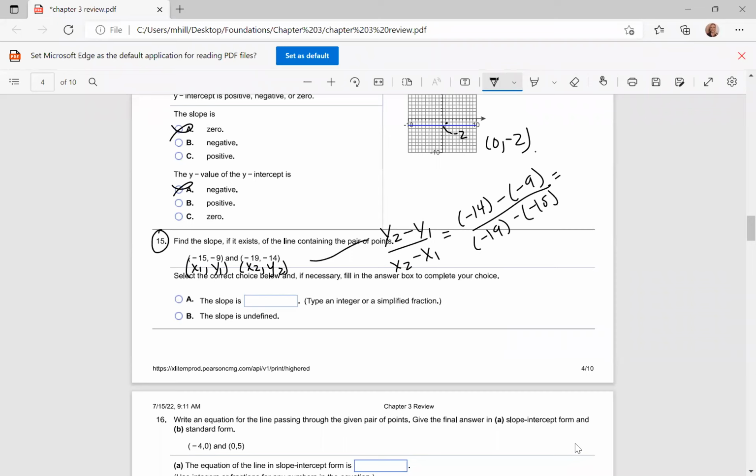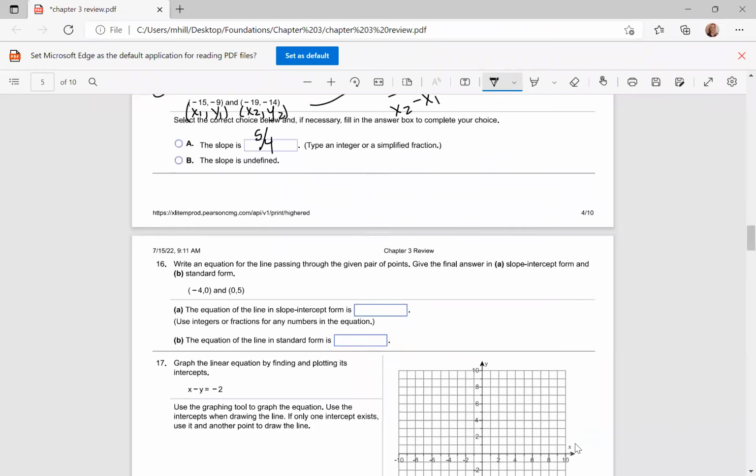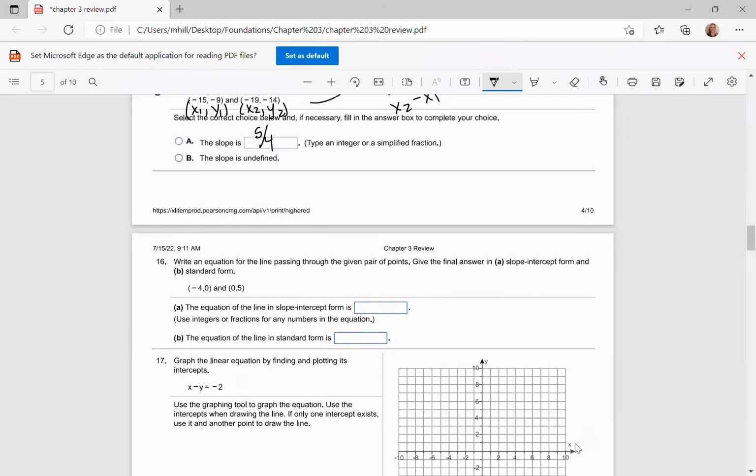So that's going to give me on the top, a minus turns into a plus. So -14 plus 9 is -5. And -19 plus 15 is -4. So a negative divided by a negative is positive. So our slope is going to be 5/4 on that one. Okay. Not undefined.